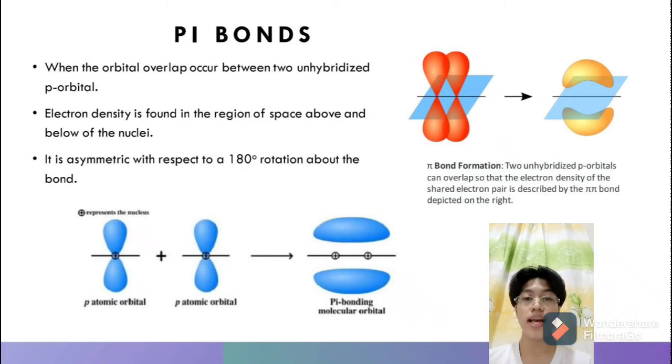To better visualize how the pi bonds are formed, let us refer to the image on the upper right, wherein two unhybridized p orbitals overlap to form a bean-like shaped figure next to it. Pi bonds are also asymmetric with respect to a 180 degrees rotation about the bond formed.